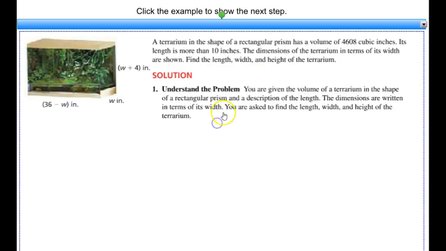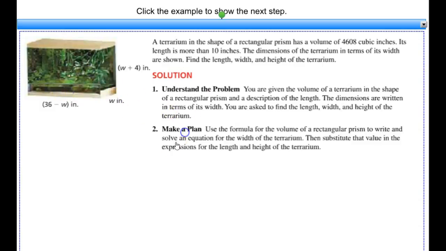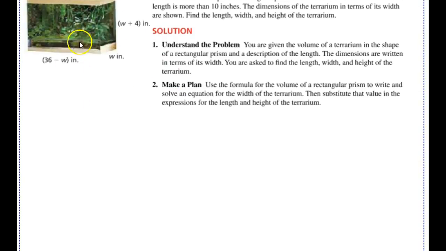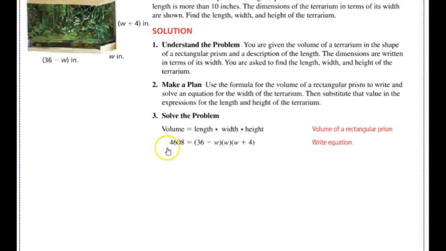So the first thing I want to do is figure out what I'm dealing with. So I know I have a rectangular prism, and I know to find the volume of a rectangular prism, I multiply my three sides together to get the volume. So now I make my plan and I figure out, oh, I'm dealing with volume. So again, I multiply my three sides and substitute what I know. So I was given the volume of 4,608. I'm given the length is 36 minus W, the width is W, and the height is W plus 4. So I can write my equation.